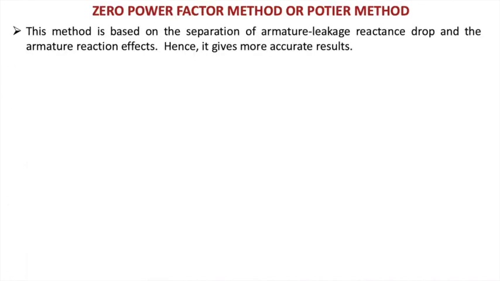Now we'll come to the last method, that is the zero power factor method or the Potier method. Now here we are going to separate the armature leakage reactance drop and the armature reaction effects. So this will give a better result as compared to the previous two methods, that is the ampere turn method and the synchronous impedance method.